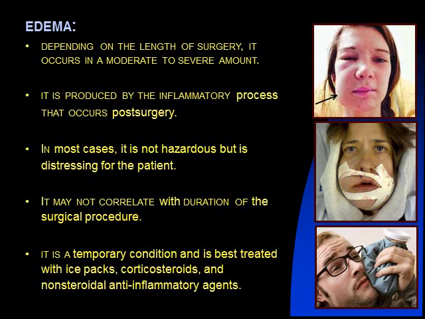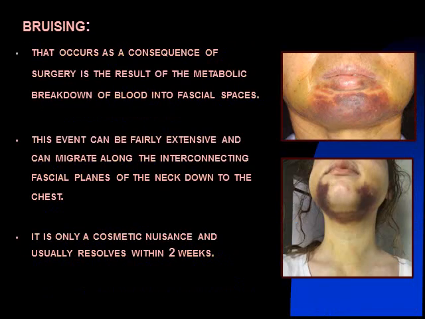So it differs from one person to another according to his sensitivity to the procedure and also to the way of management of the soft tissue and the surgical skills and the surgical techniques, but it is controlled by application of cold packs at the day of surgery and by the use of anti-inflammatory and anti-edematous drugs and corticosteroids for a limited period of time. It is not harmful, but we have to warn the patient about this event.